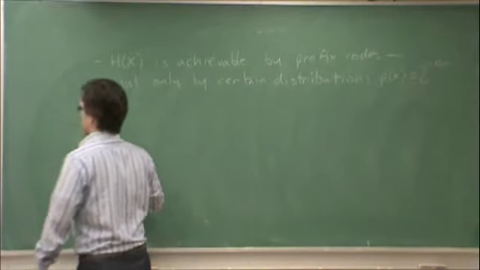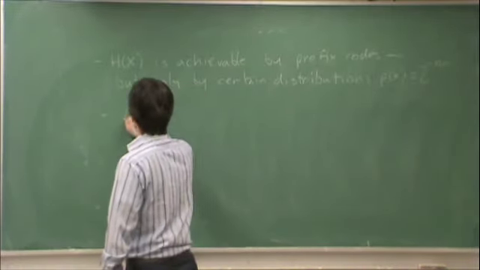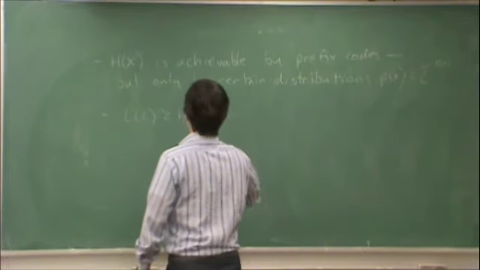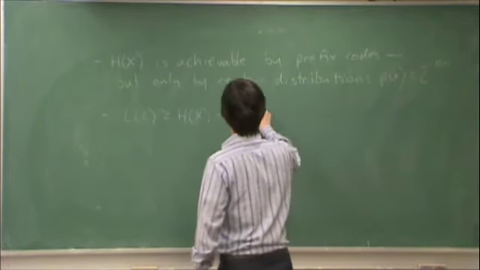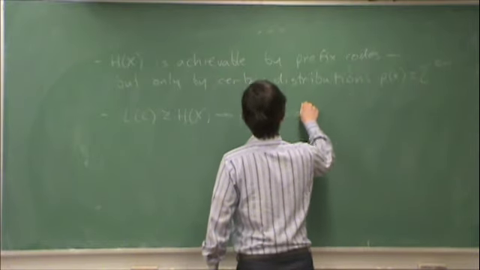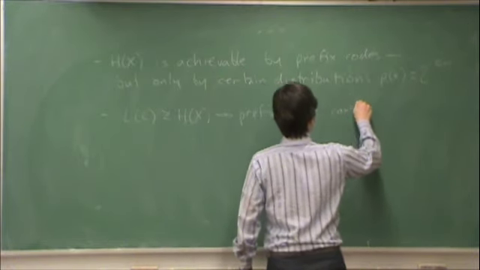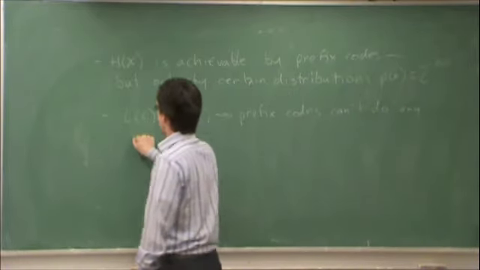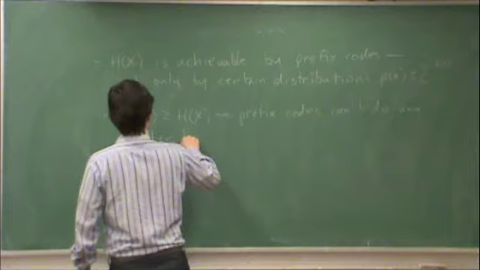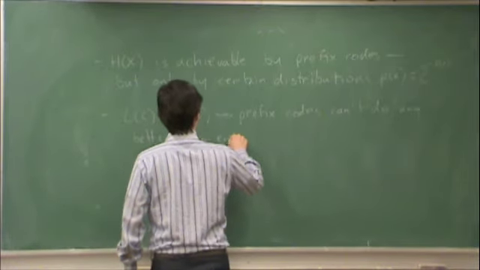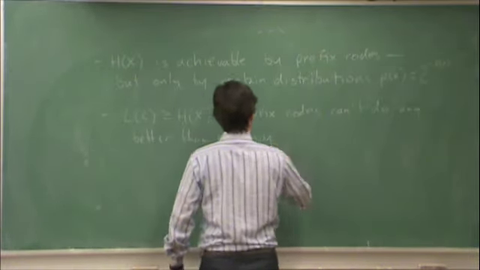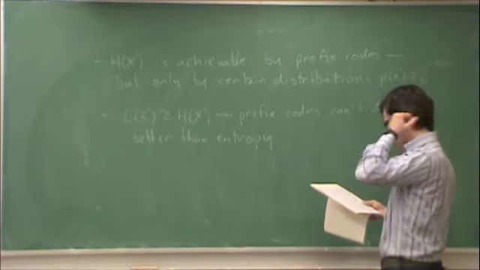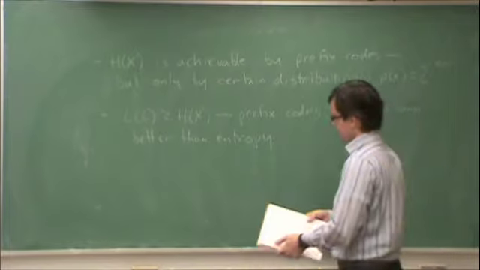We have, from last time, a theorem that the average length is greater than or equal to H of x. So prefix codes can't do any better than entropy. Okay.